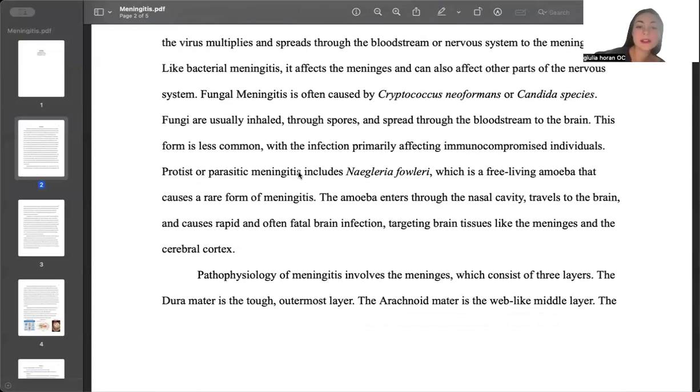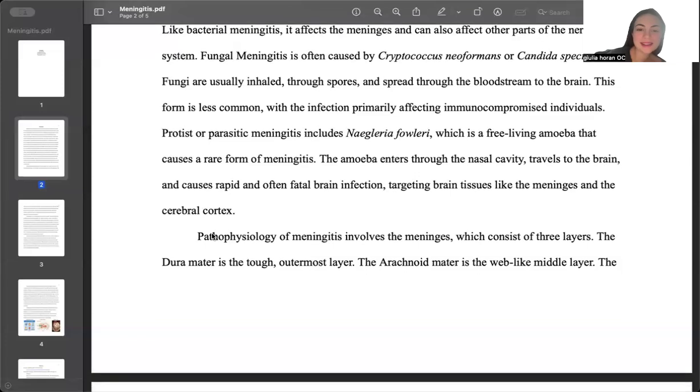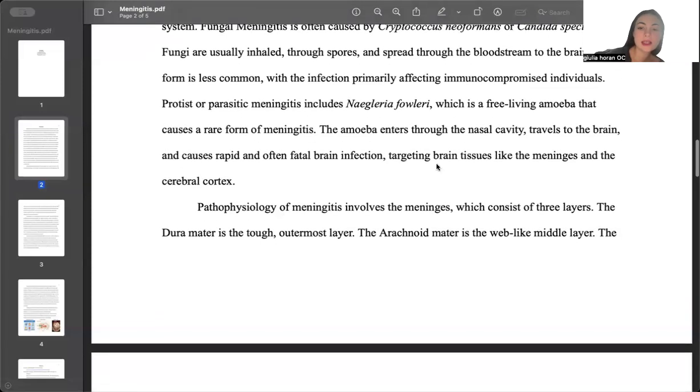Protist or parasitic meningitis includes Naegleria fowleri, which is a free-living amoeba that causes a rare form of meningitis. The amoeba enters through the nasal cavity and travels to the brain and causes rapid and often fatal brain infection, targeting brain tissues like the meninges and the cerebral cortex.